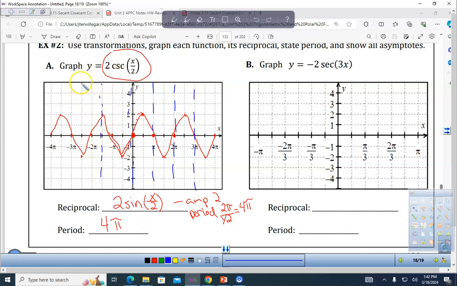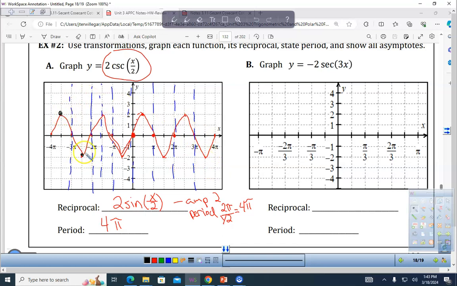Ta-da. Alright, so I put in my asymptotes. Oops, why did I put that one right there? My bad. Alright, and then I'm going to go through, and my final answer will be in black.